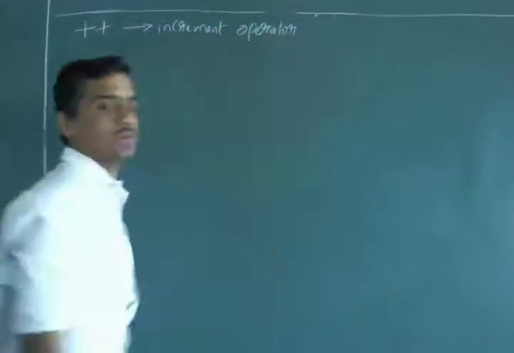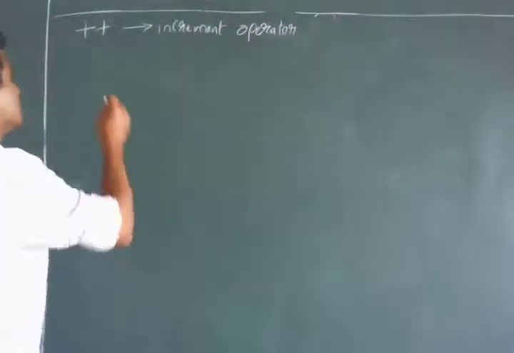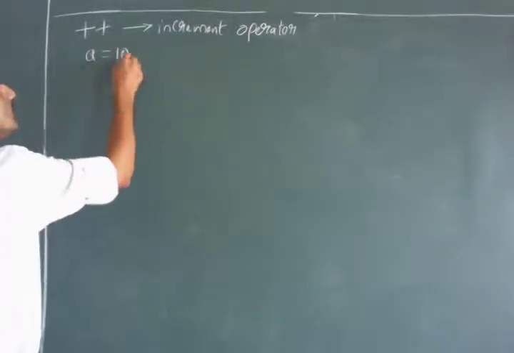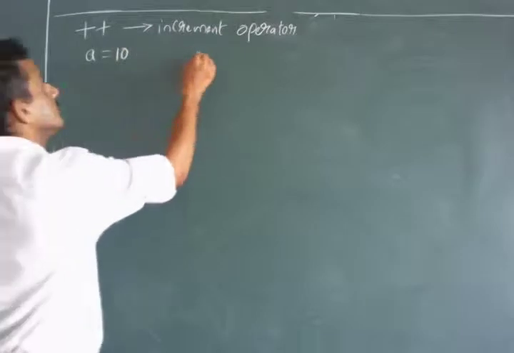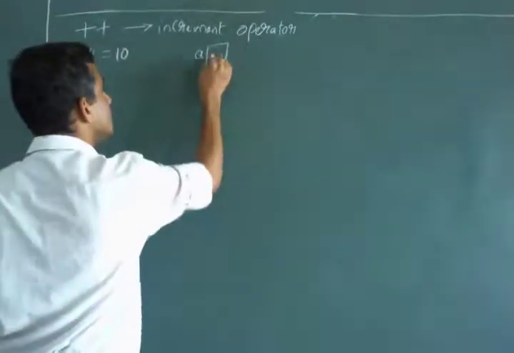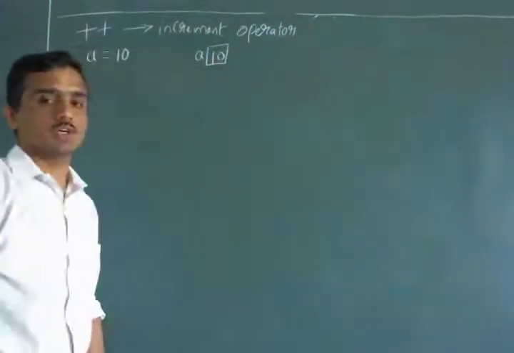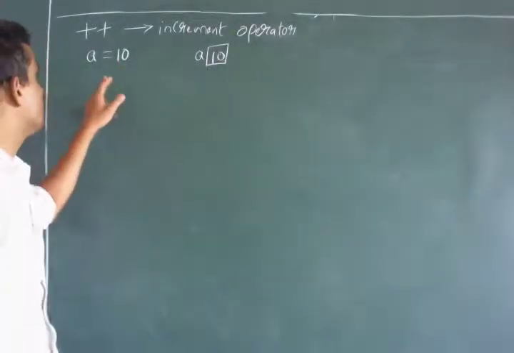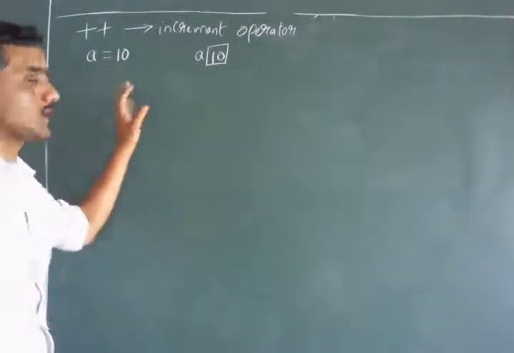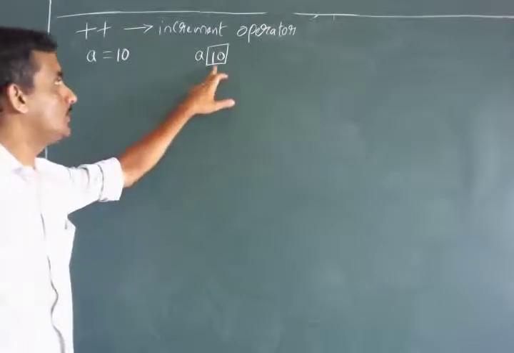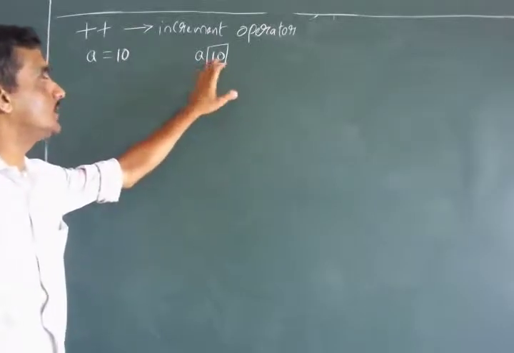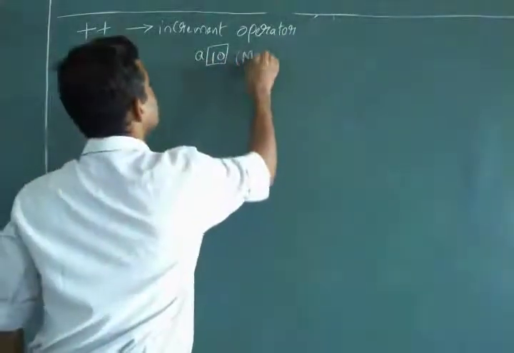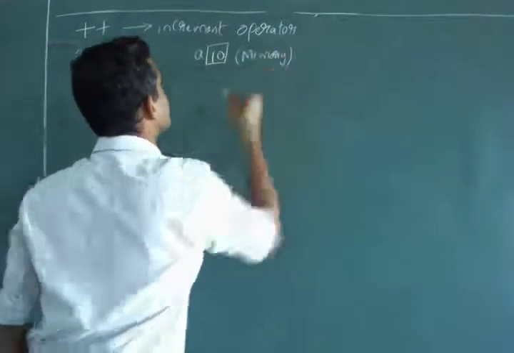So how we have to use this operator is, consider the variable a is equals to 10. When the value is 10, you write the computer memory representation. If you don't write in this format, you may get confused, thinking LHS is equal to RHS like in mathematics. So have the habit of writing A and in a bracket box 10. This we can say is the computer memory representation.